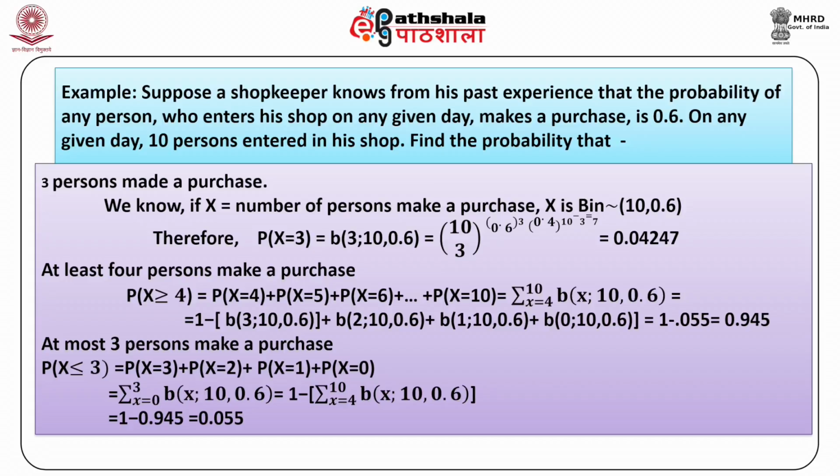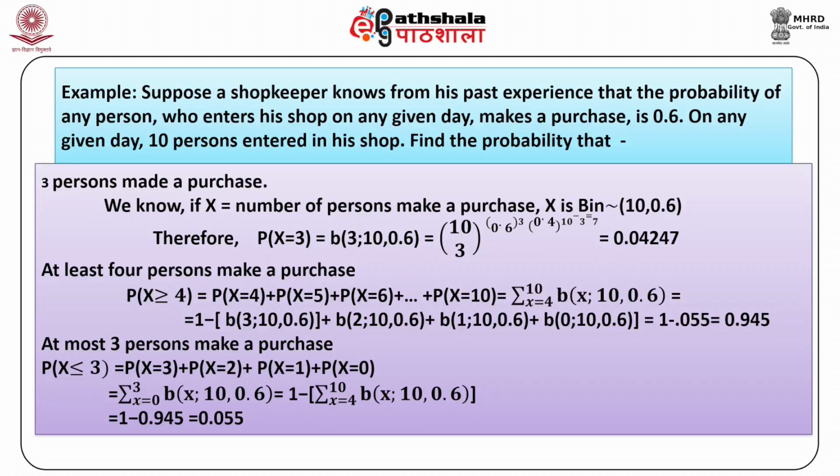Similarly, we can have another example where we may say that at most 3 persons make a purchase, which can be written as probability x is equal to or less than 3. Now, which is same as probability of x equal to 3 plus probability of x equal to 2 plus probability of x equal to 1 plus probability of x equal to 0.